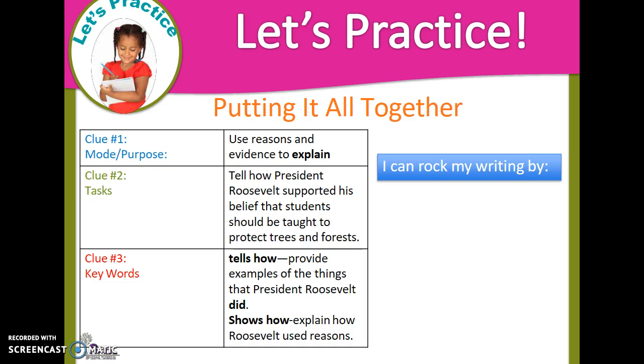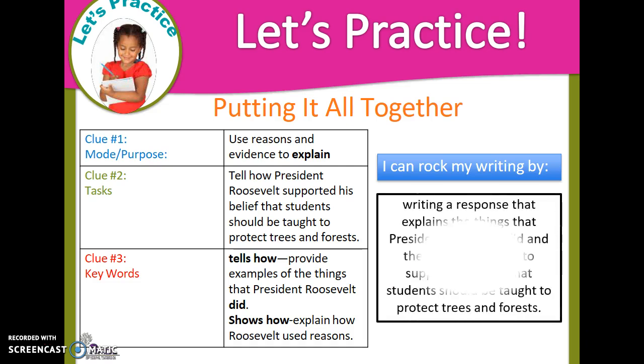I can rock my writing by writing a response that explains the things that President Roosevelt did and the reasons he used to support his belief that students should be taught to protect trees and forests.